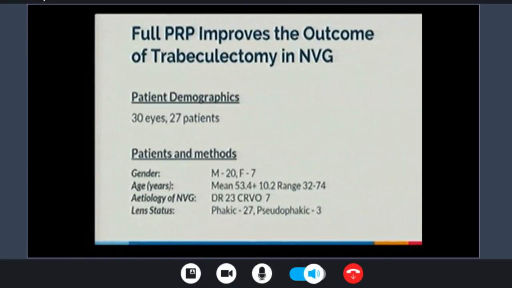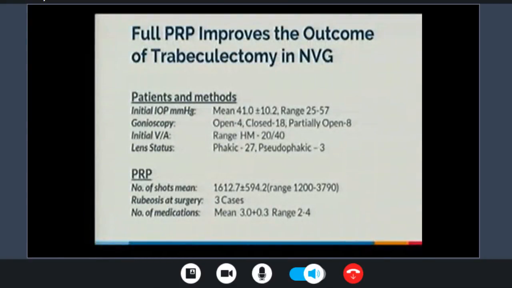So even in a pseudophakic patient with good conjunctiva, you can go for trabeculectomy. The mean preoperative IOP was 41, ranging from 25 to 57, and the majority had a closed angle. The vision ranged from hand motion to 20/40. Even with patients with hand motion, as I told you before, you don't know what will happen to the other eye, so you need to save this vision.